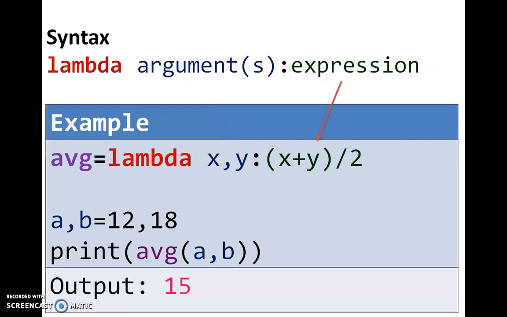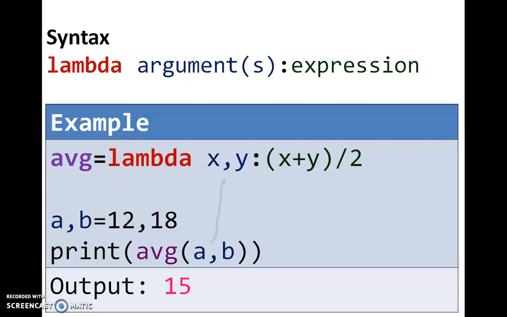Now let us see how we can use this function. So I have taken 2 variables, a and b. a is 12 and b is 18. Print avg(a, b). So you see that I have used the same name as in the definition of the function.